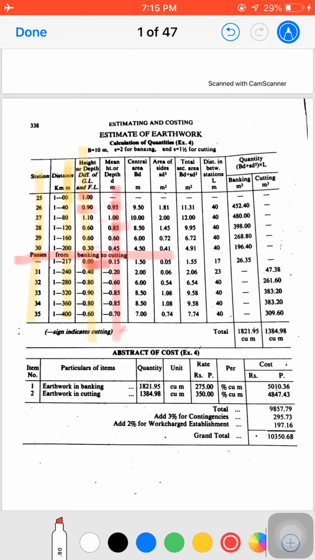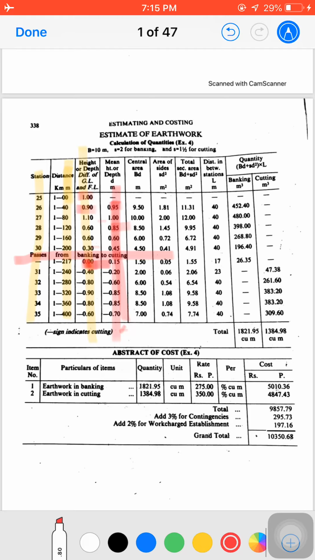The only change here is at the point where it passes from banking to cutting, at that point you have to consider the depth as 0. Then calculate the mean depth. Similarly, central area is B into D, formation width is given, that is 10 meters, and mean depth is from this table. Then the area of the sides, that is S into D square.